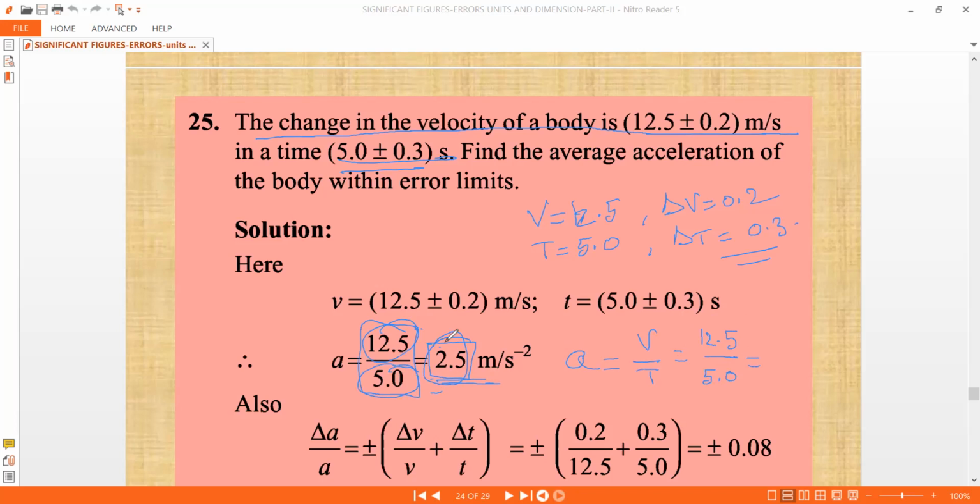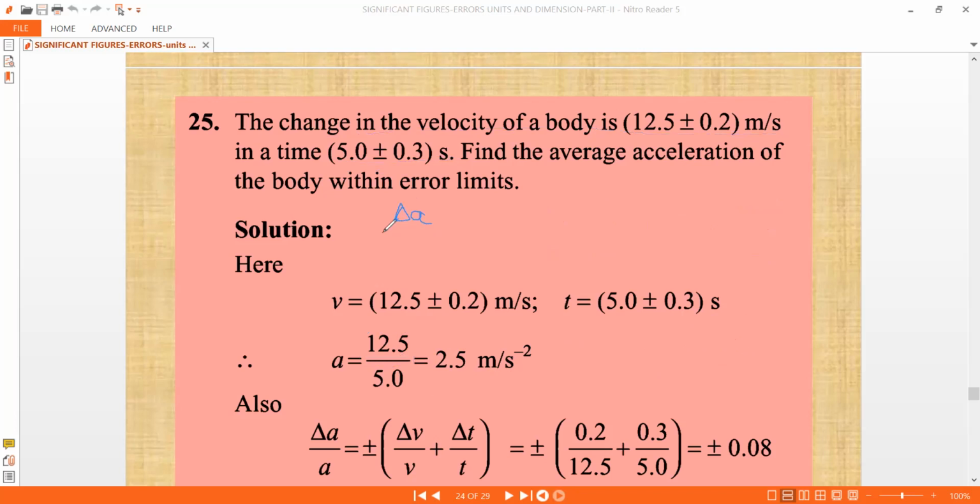And now what you have to do. Delta A by A happens to be what? Delta A by A happens to be plus or minus delta V by V plus delta T by T. You should not write any subtraction of the errors. So this is how you get it. And now delta A happens to be A into, of course, plus or minus A into delta V by V plus delta T by T. This is what you have to do. So once you do that, this is how you get. Okay, I hope it's clear.